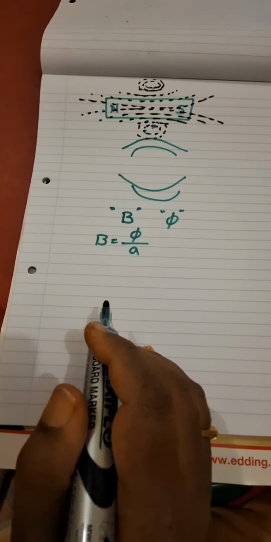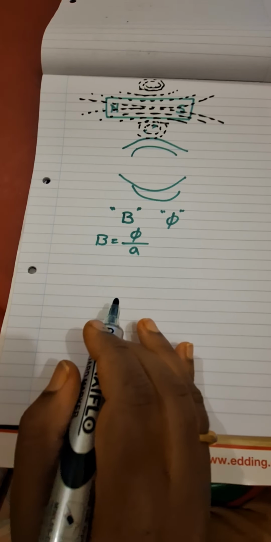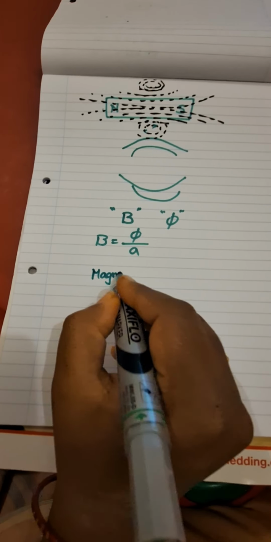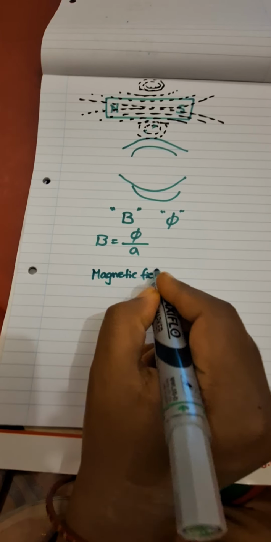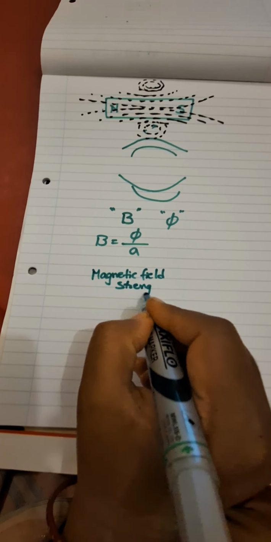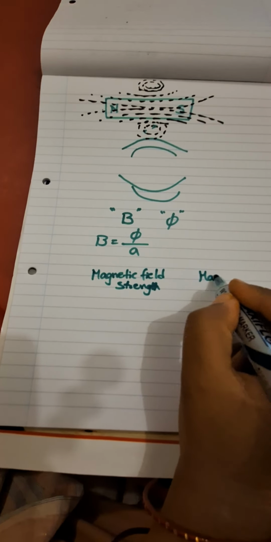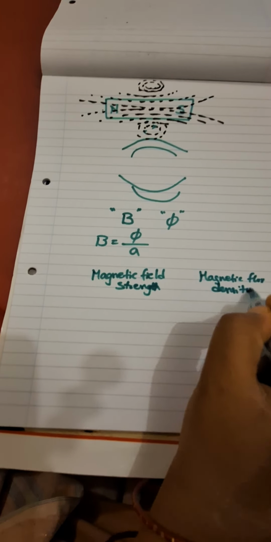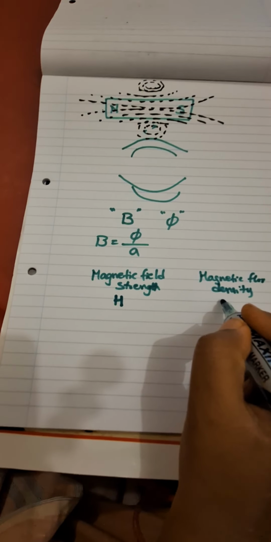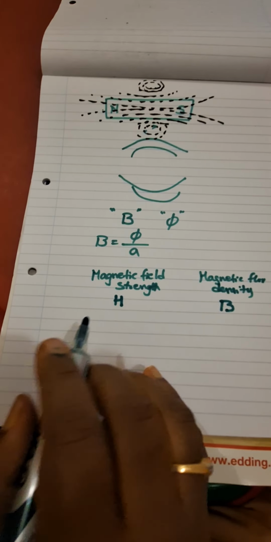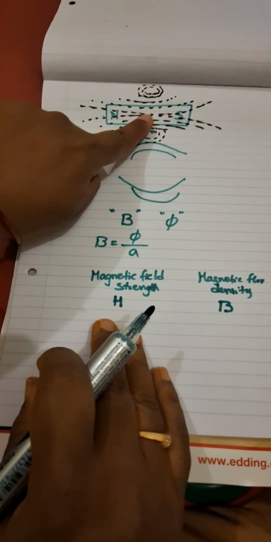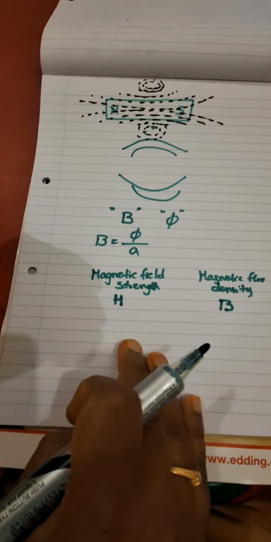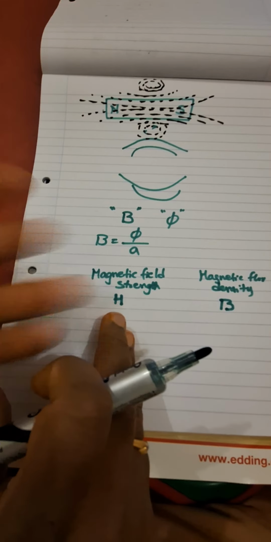So what is the relation between the magnetic field strength and magnetic flux density? The field strength we call H, and the magnetic flux density we call B. The magnetic field strength means the strength of the magnet. Density means, because of the strength, how much flux has been induced and what is the density of it. So both are different, and what is the relation between them? This is what we are talking about.